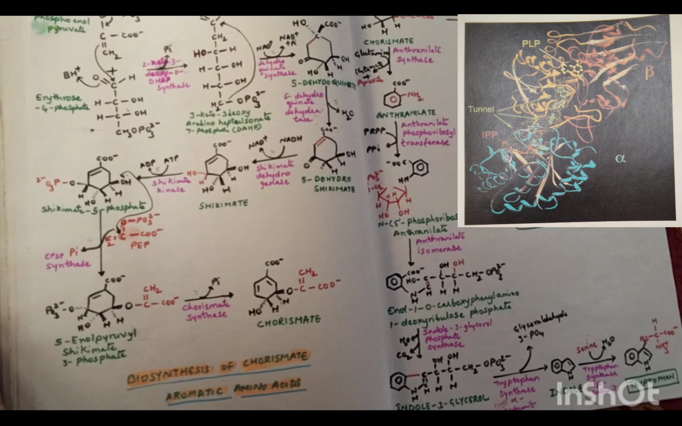Elimination of water from the serine PLP Schiff base on the beta subunit to form an aminoacrylate PLP Schiff base intermediate triggers a conformational change that activates the alpha subunit to produce indole. This is the reaction mechanism of the active site. Now let us see the flow of the pathway.